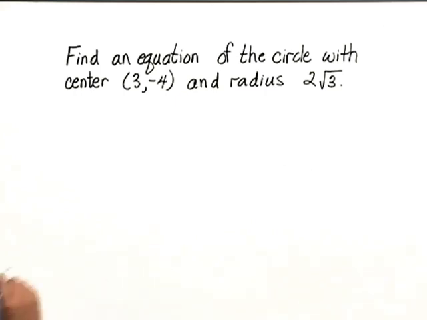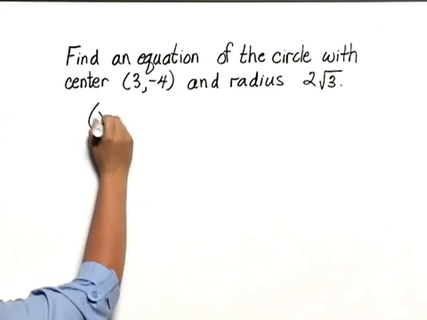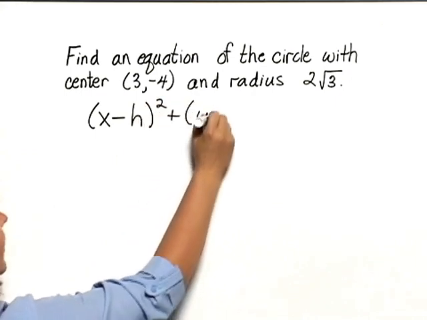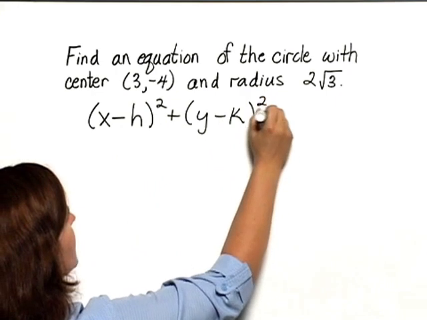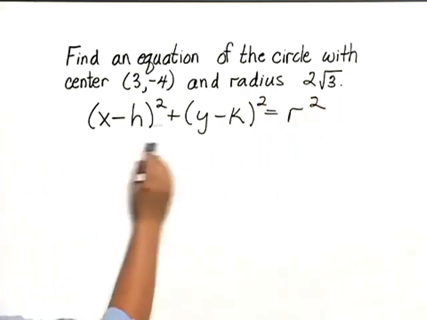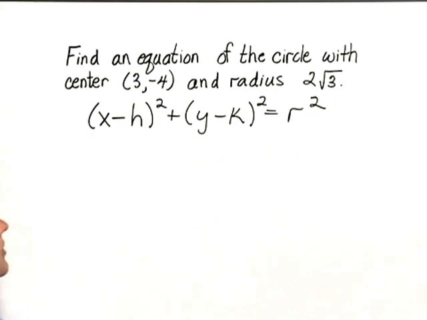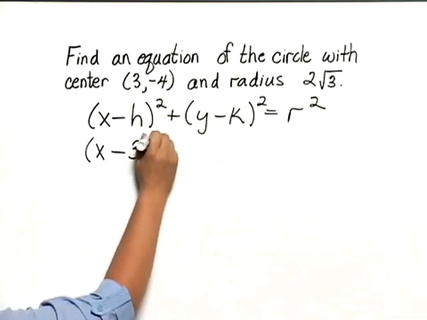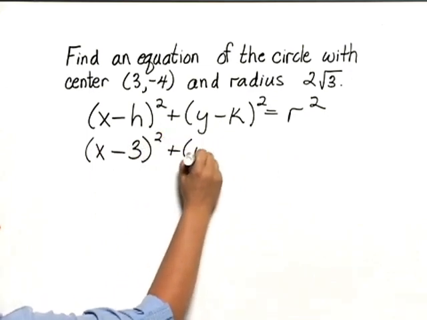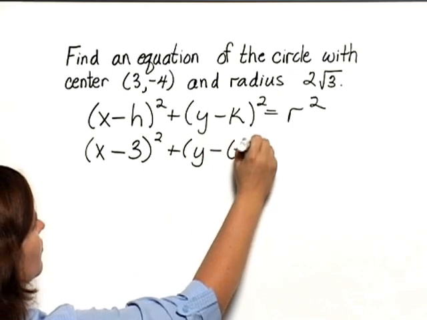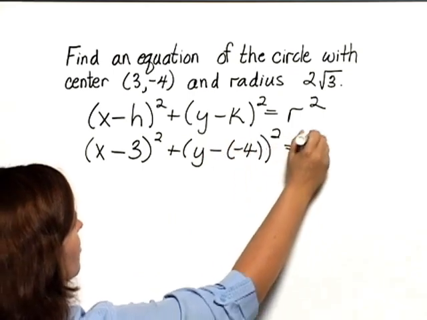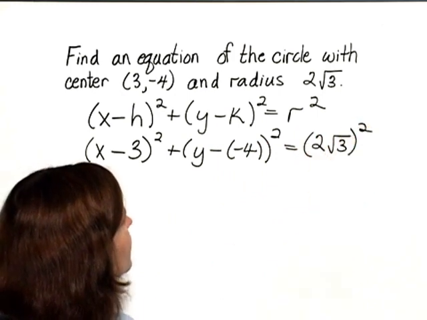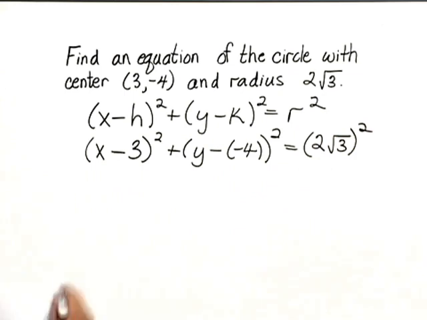The general form of the equation of a circle is (x - h)² + (y - k)² = r². (h, k) is the center, r is the radius. So we substitute: (x - 3)² + (y - (-4))² = (2 times the square root of 3)². And we can write that a little nicer.